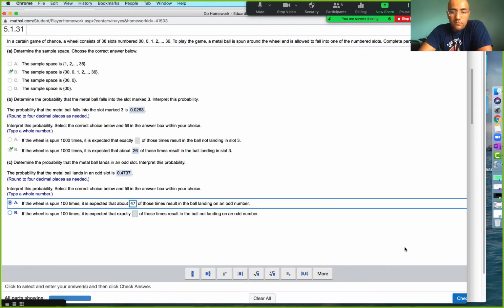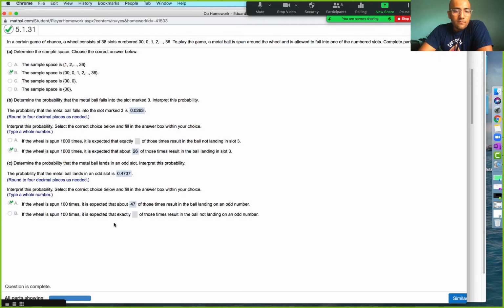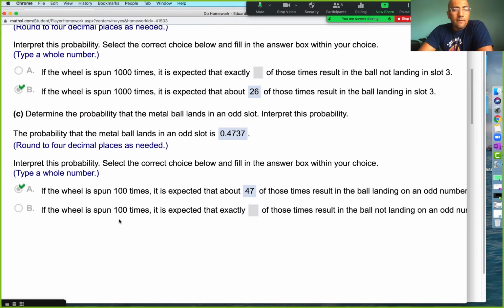Good. Check answer. Good, good, good, good. And also notice that people normally think of evens and odds as being about equal.